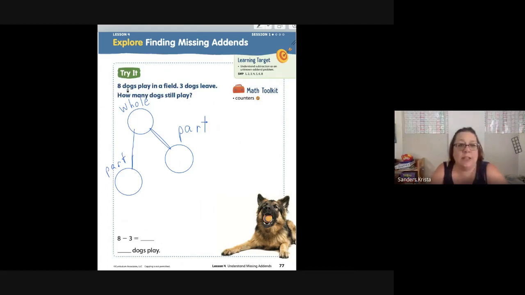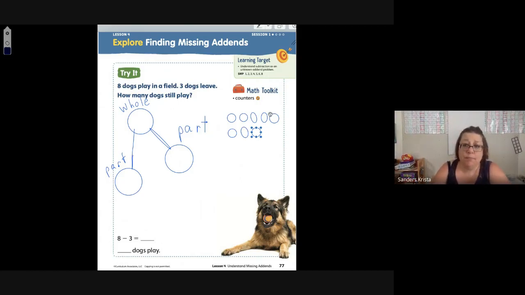Here it says 8 dogs play in a field, 3 dogs leave. How many dogs still play? Let's listen again. 8 dogs play in a field. So it's telling us that there are 8. There are 8 dogs that are there, right? So let's draw 8. 1, 2, 3, 4, 5, new line, 6, 7, 8. So there are 8 dogs playing.